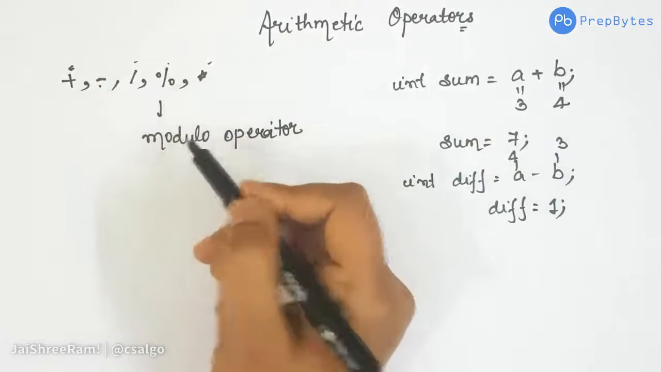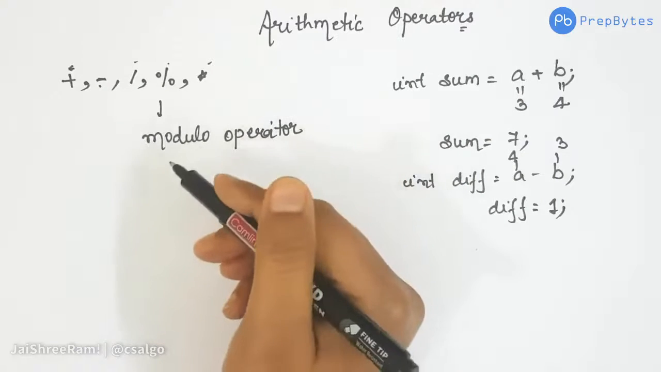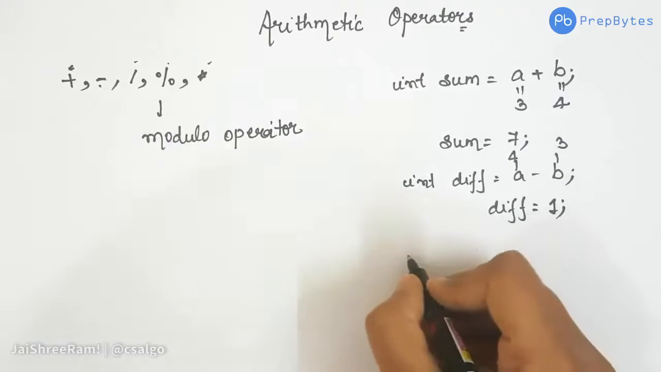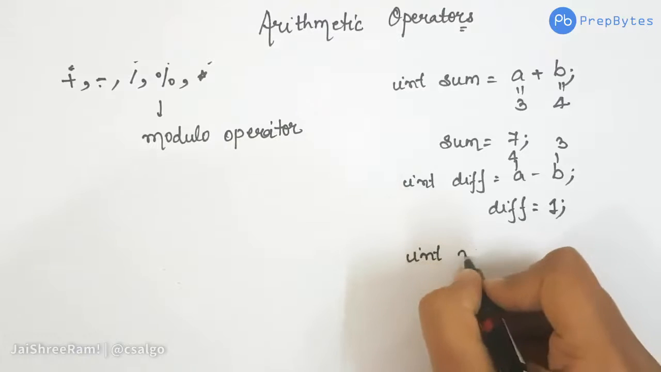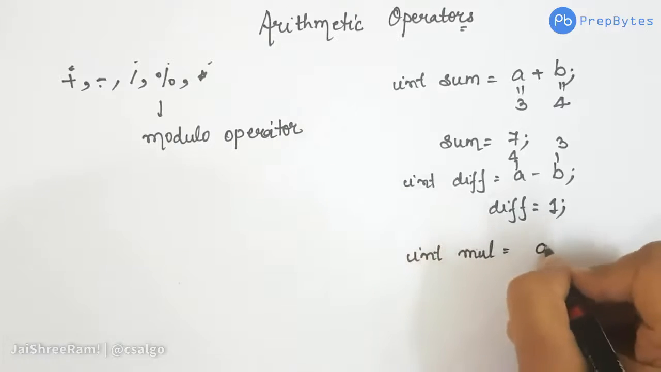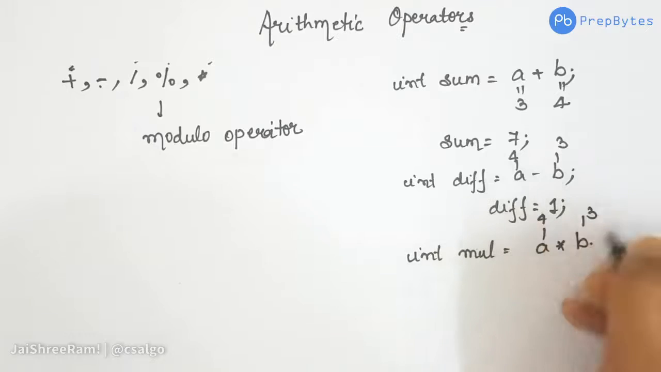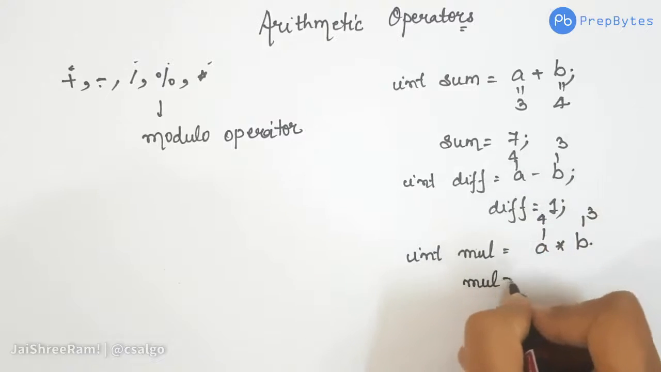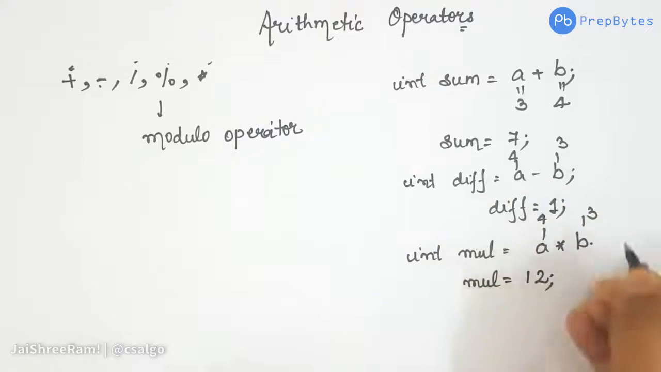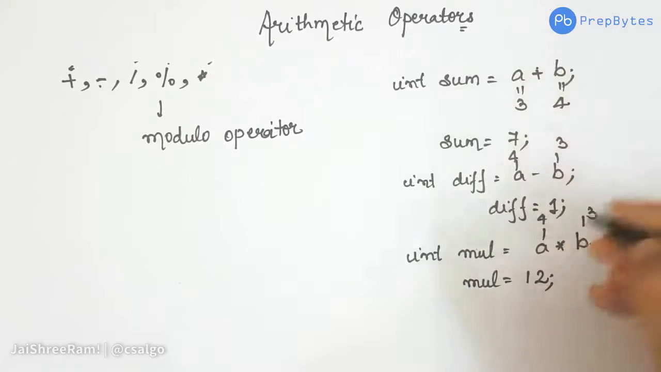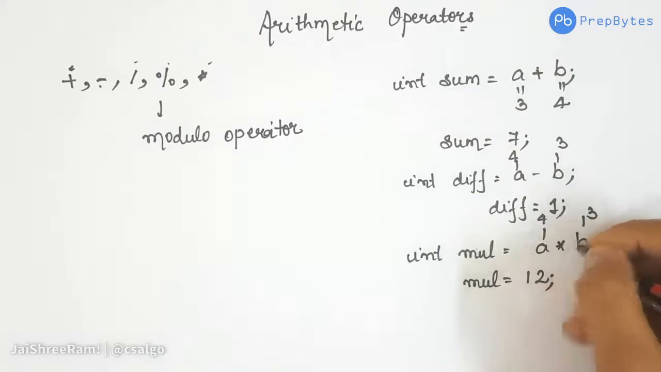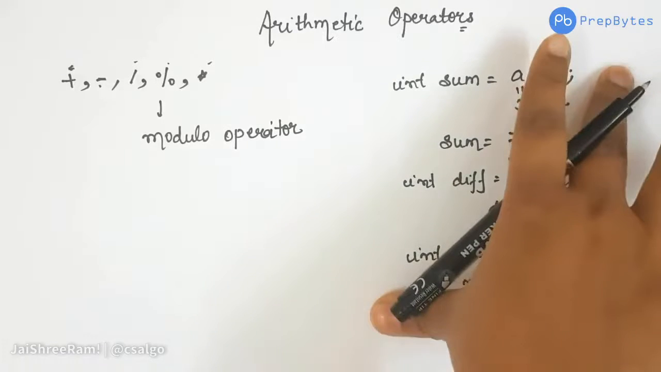Again, the multiplication is the same multiplication that we use in maths. So if someone writes something like int mul equal to a into b, if a is 4, b is 3, we get the value of mul as 12. So these are addition, subtraction, and multiplication operators, which are quite the same as what we have in maths.